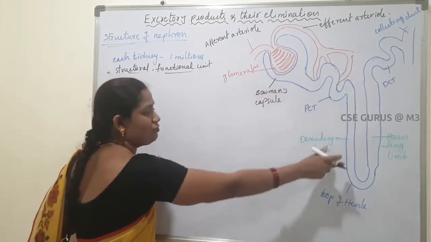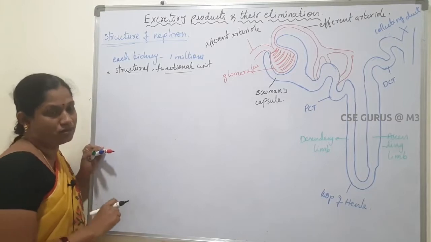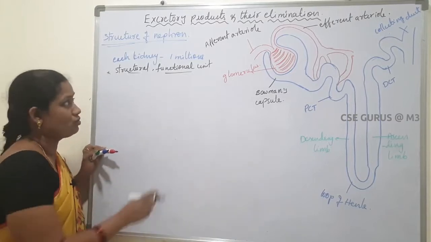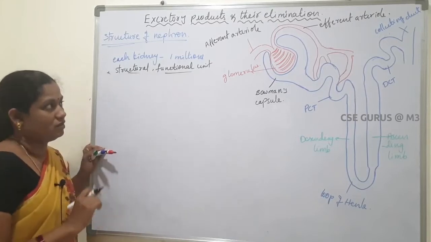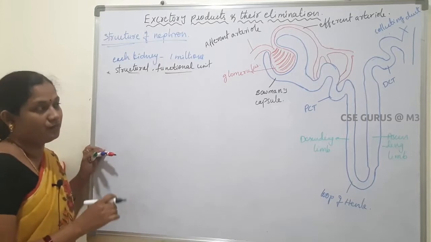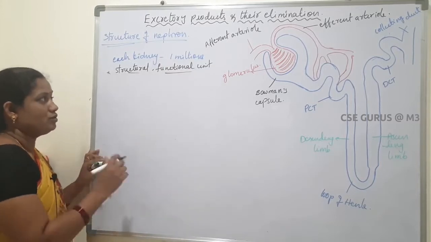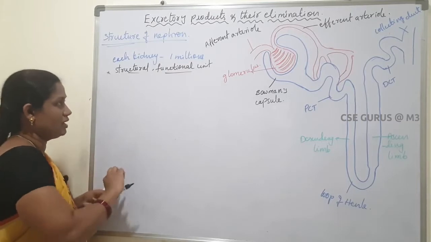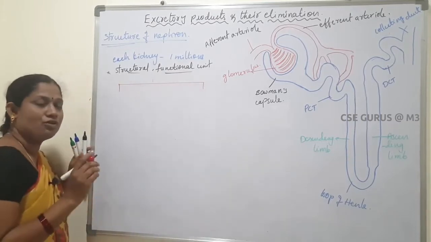This is the structure of one nephron. The actual blood filtration process takes place in the nephron, so that's why it is the structural and functional unit of the kidney. We will discuss the structure of the nephron. The nephron can be divided into two parts.